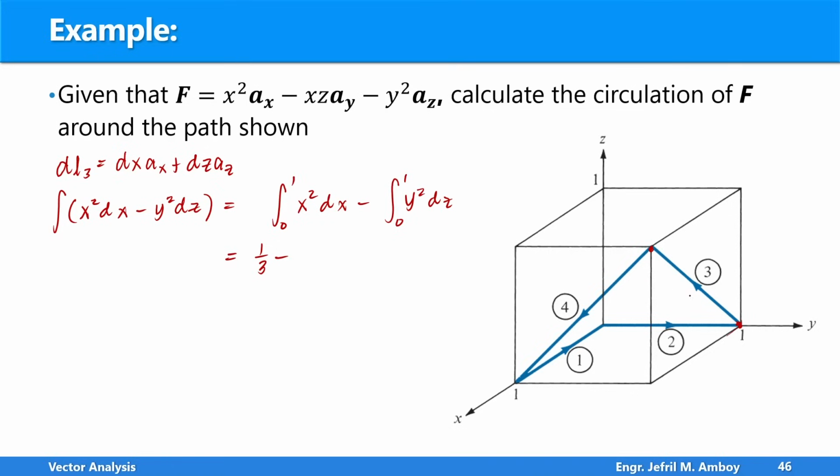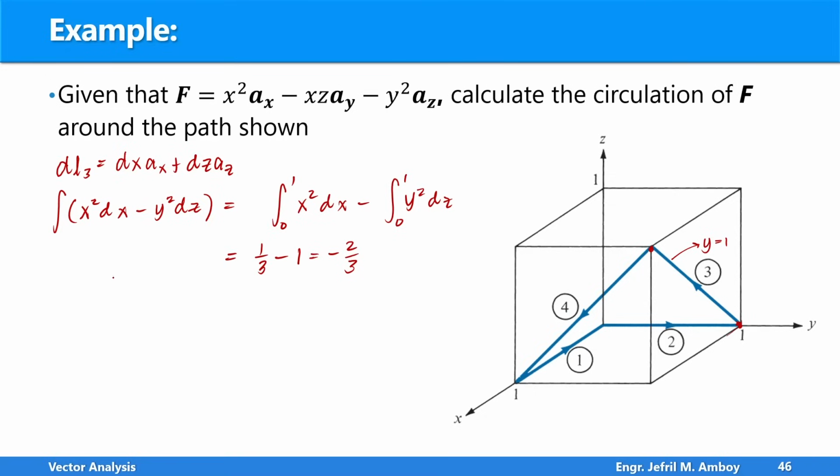Now, if we look at the path from this point up to that point, the value of y is constant, which is 1. So here, y equals 1. So we just substitute y equals 1 here and we will get dz. So the integral of dz from 0 to 1 is just 1. And 1/3 minus 1 is negative 2/3. So we now have the line integral for the third path.